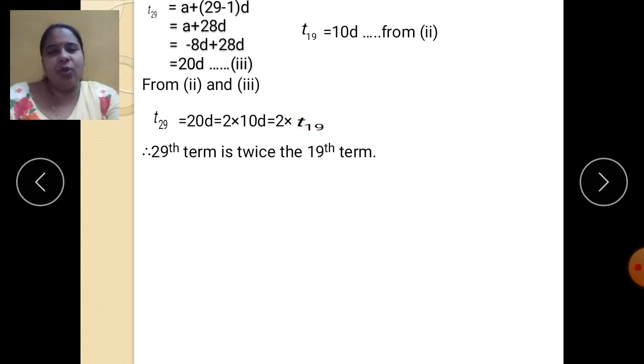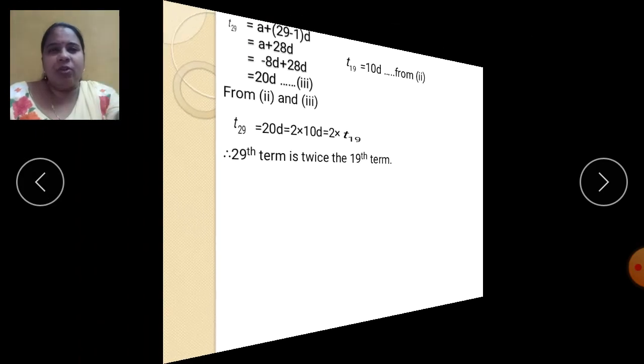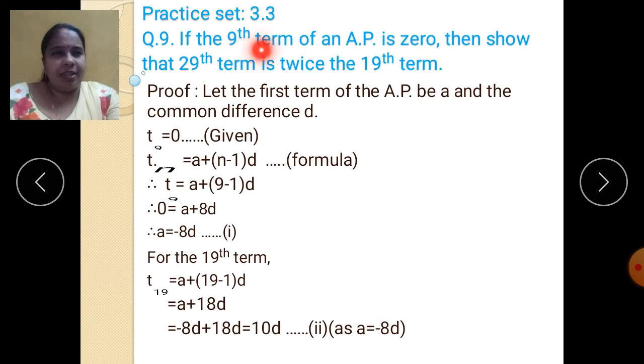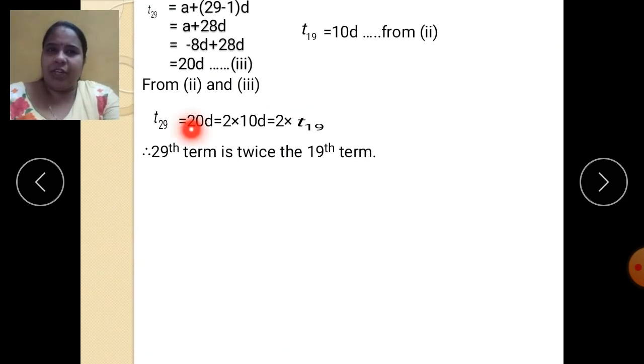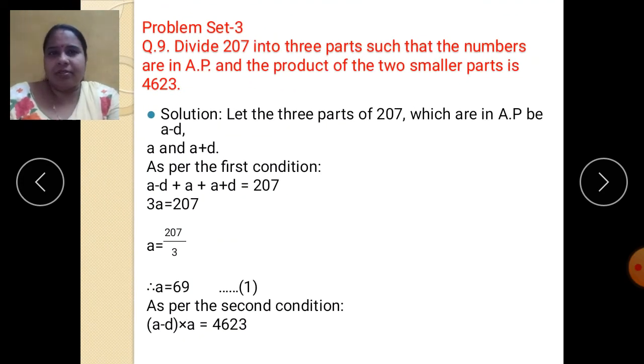And this is what I needed to prove here. What? That the 29th term is twice the 19th term. So this is not difficult. Something only looks very difficult, but see, it is extremely easy. T9 was 0, so that is given. We have to show some relation between the 29th and 19th term. So using the Tn formula one by one, get the equation, substitute, and automatically you will end up getting the final answer. That is T29 is equal to 2 into T19. Correct? So I hope you have understood this. Now with this sum, we have finished with practice set 3.3.